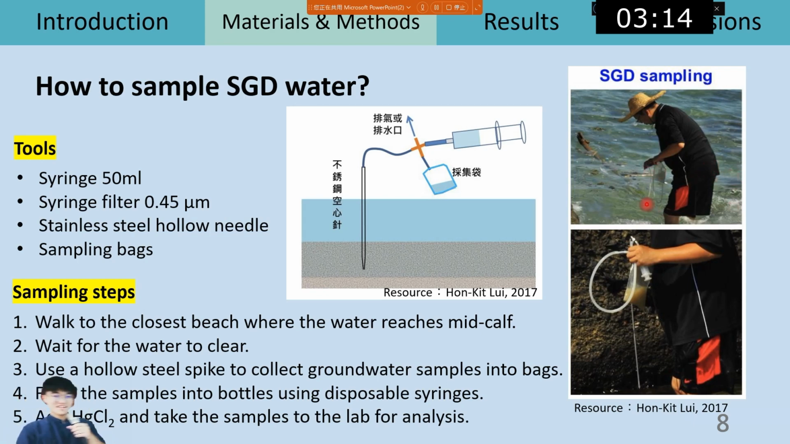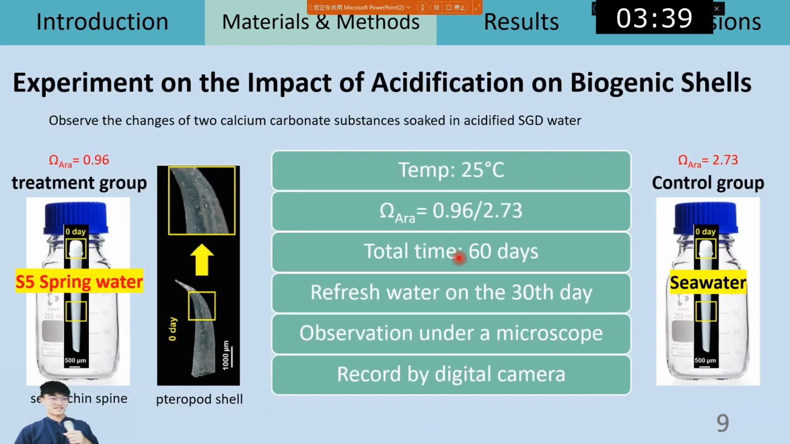And you use the needle, sting it into the seabed, and then start to use the syringe to sample the water. And at last, you collect the water and poison the water with HgCl2. And go back to the lab and analyze.